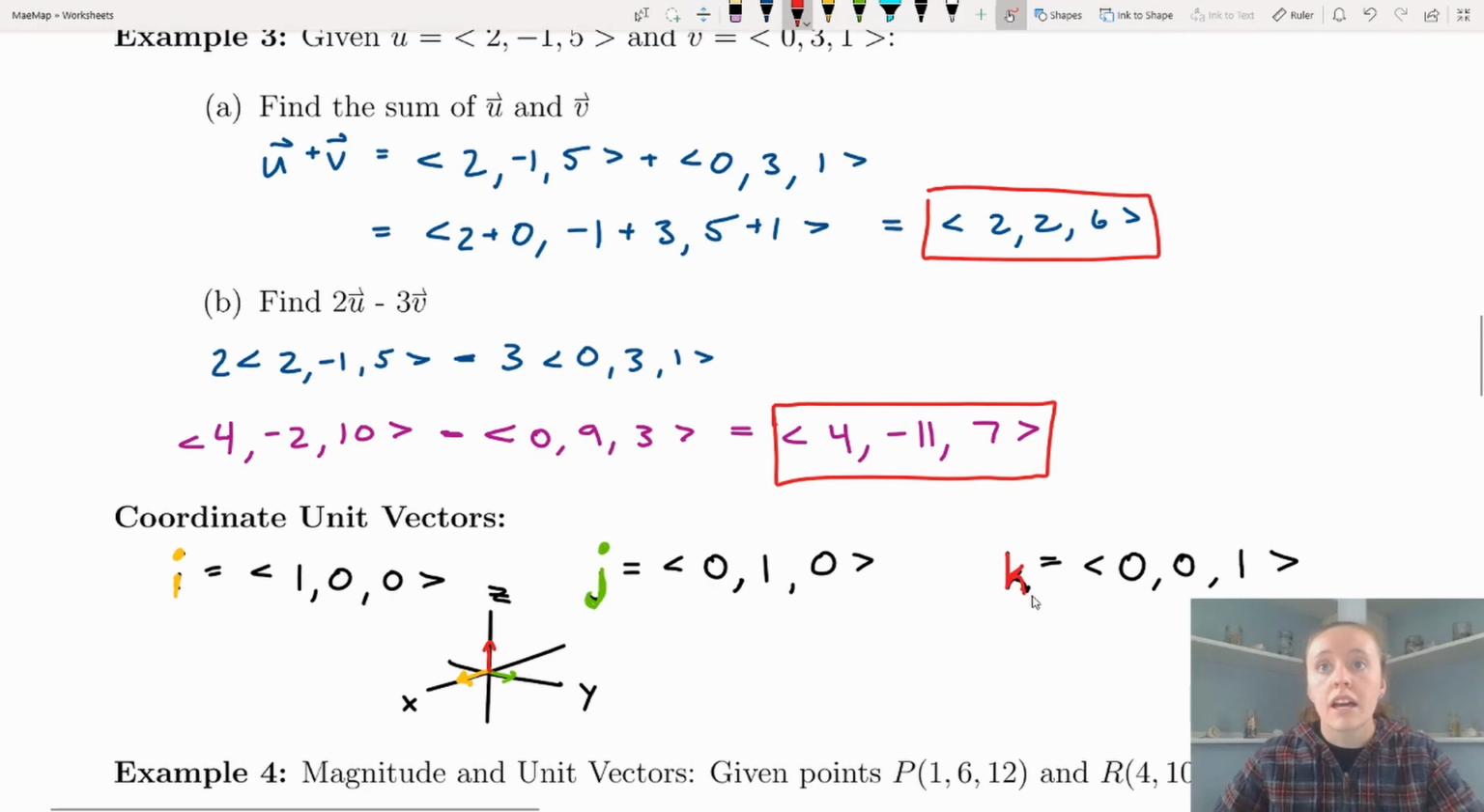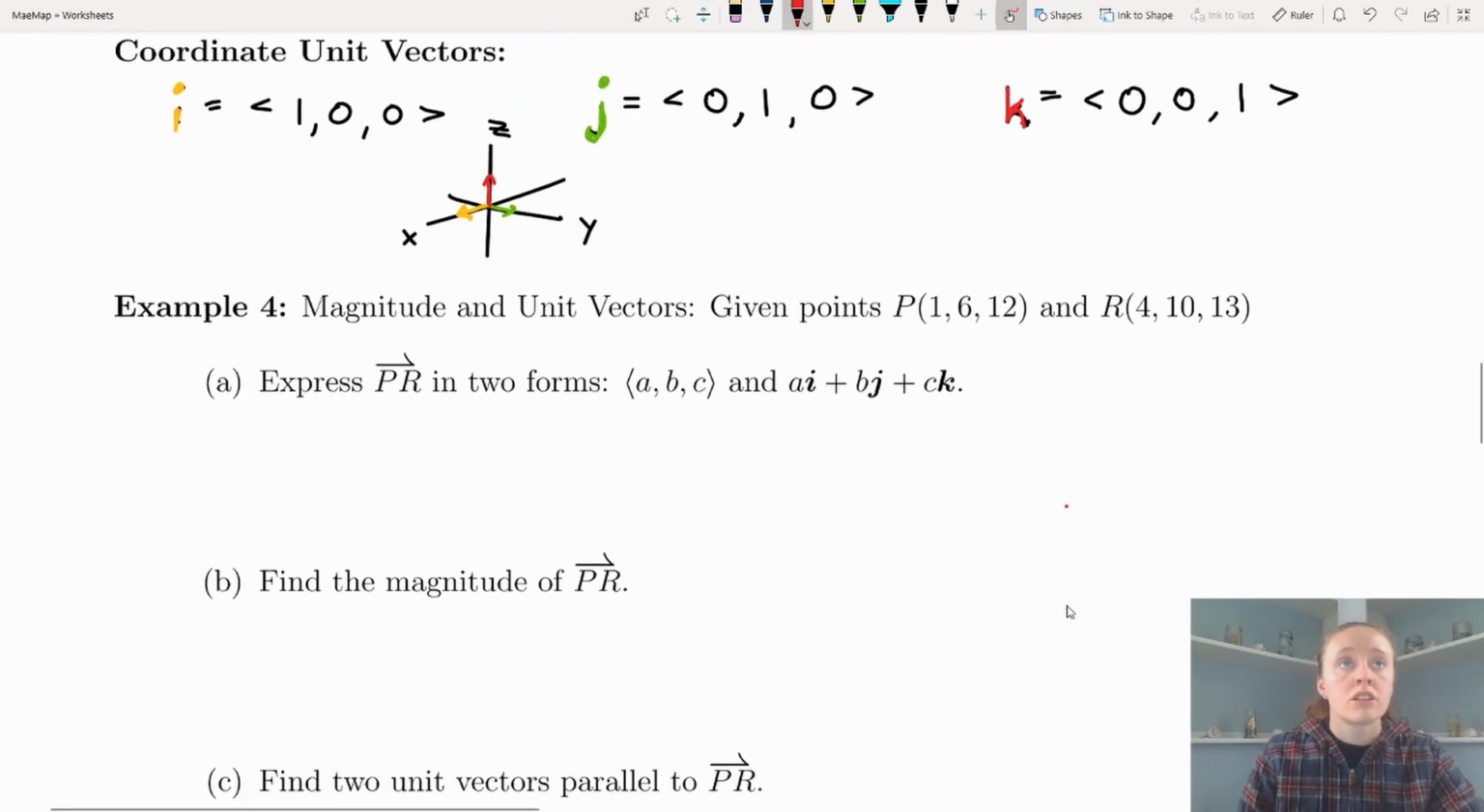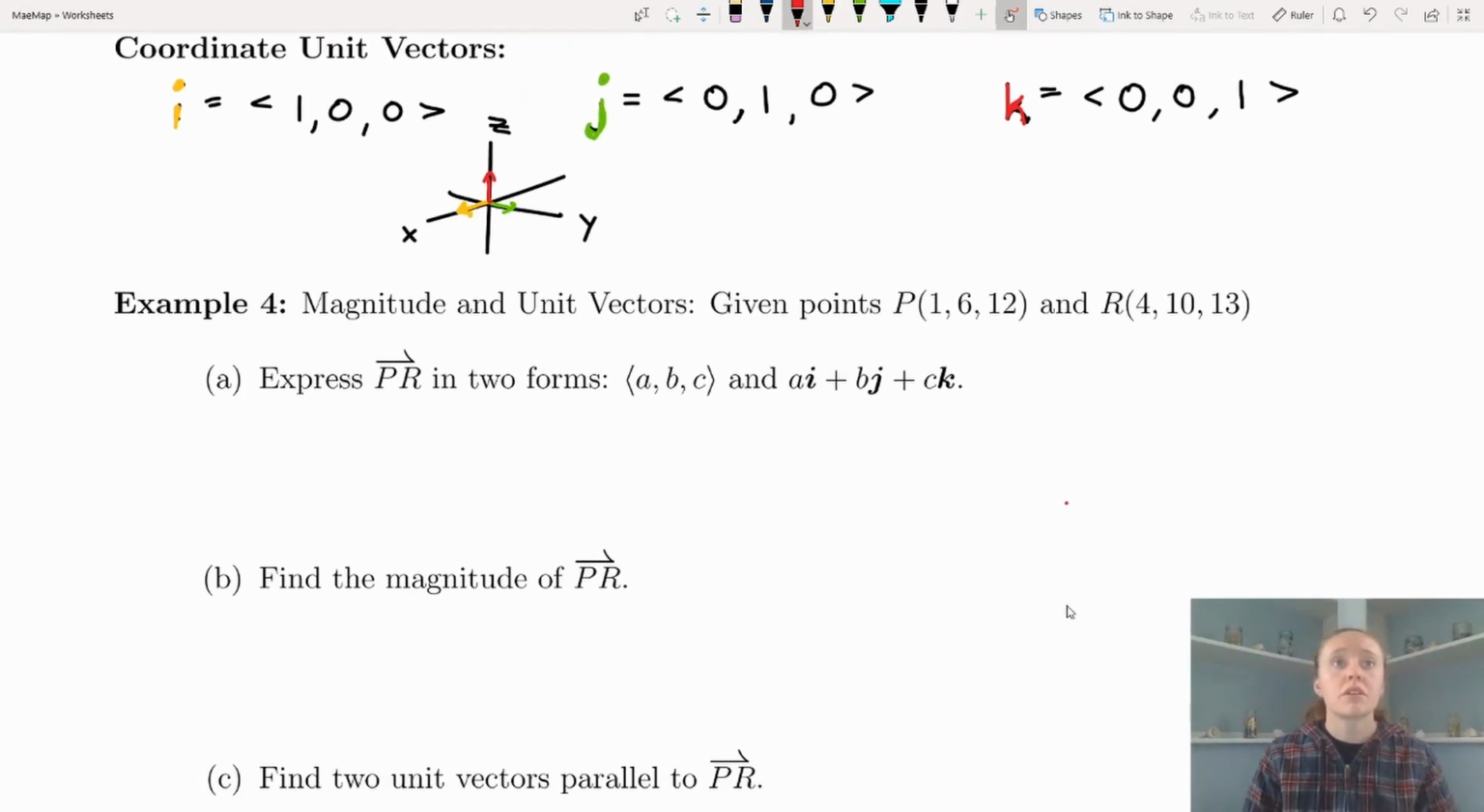j, and k. So in example 4, we're going to deal with magnitude and unit vectors. Given points P (1, 6, 12) and R (4, 10, 13), we're going to express vector PR in 2 different forms: vector notation ⟨a, b, c⟩, and by using our coordinate unit vectors, a scalar times vector i plus a scalar times vector j plus a scalar times vector k. But before we do this, we need to find exactly what vector PR is.